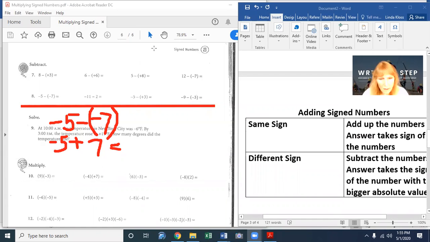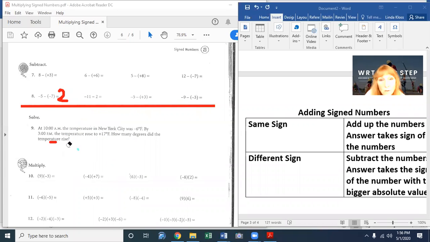Addition rules now, we have a negative plus a positive. Different signs, subtract the numbers, and the answer takes the sign of the bigger absolute valued number. So subtract 7 and negative 5 gives you 2. And we have to decide, is it positive or negative? Well, absolute value of 7 is bigger than the absolute value of 5, so it's going to stay positive. So that answer is positive 2. Okay, stay with me.